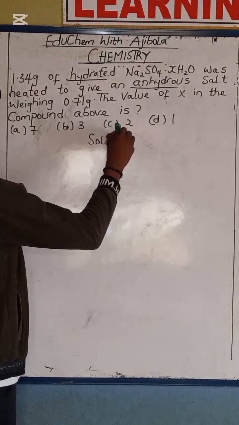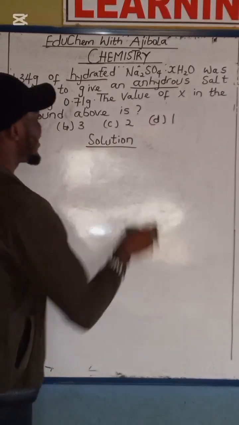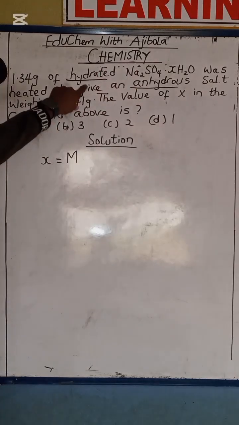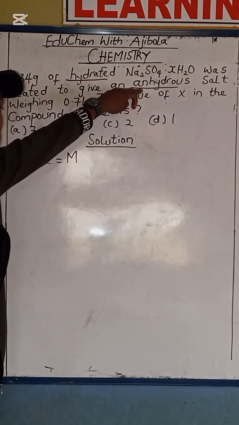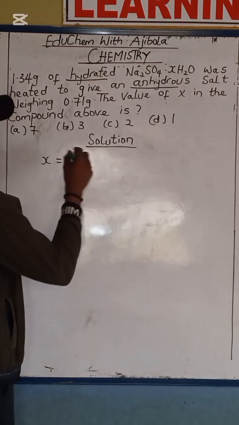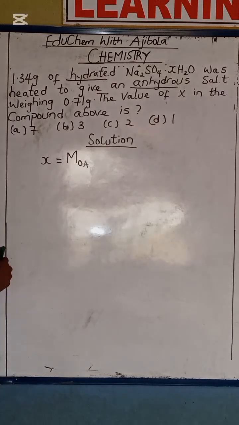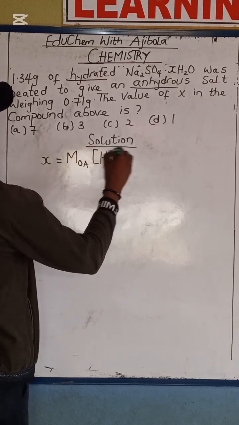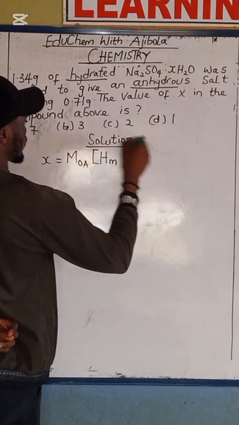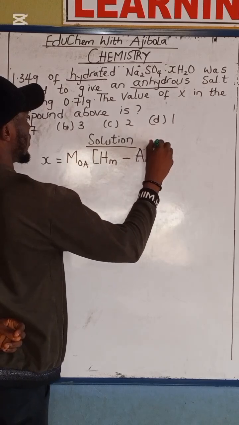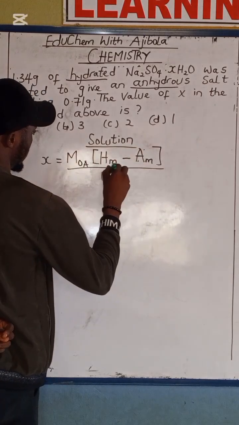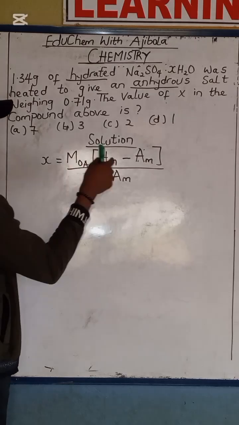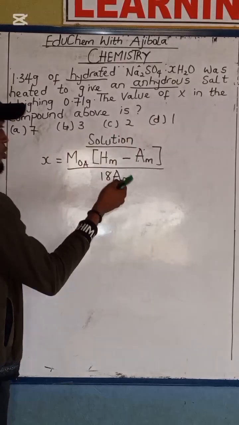So, solution. Remember, any problem without a solution is a catastrophe. So now, our formula is x is equal to the molar mass of the anhydrous salt. Please take note. Let's write it as MOA. Then open bracket, that's the mass of the hydrated salt, let's write it as HM, minus the mass of the anhydrous salt, let's write it as AM, then AM all over 18, then the mass of the anhydrous salt.